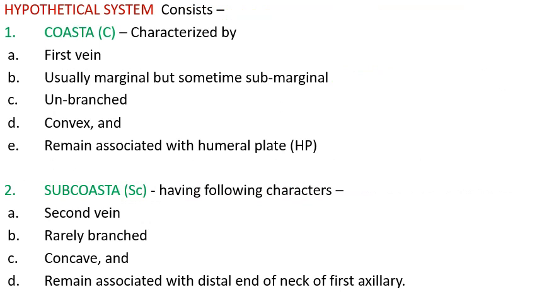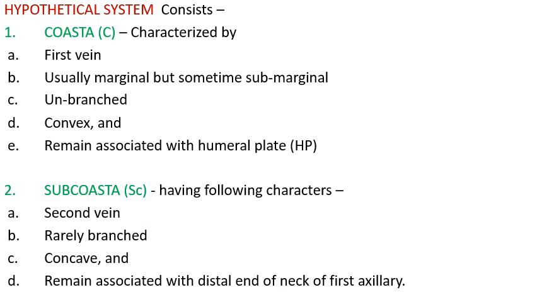As Comstock and Needham proposed, in the wing of insects, 5 or 6 types of major veins are formed. The first one is the costa, represented by the letter C. The costa is normally considered the first vein, usually marginal, but sometimes it may be submarginal, and this is an unbranched vein. The veins may be convex or concave, but the first one, the costa, is convex and remains associated with the humeral plate of the wings.